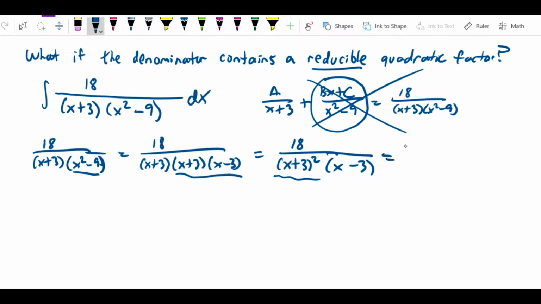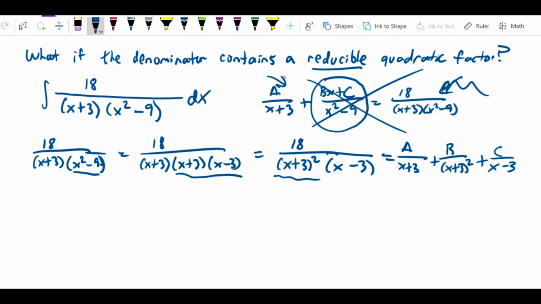So the correct decomposition of this is a over x plus 3 plus b over (x plus 3) squared plus c over x minus 3, which, as you can see, is quite different from the naive guess as to what the decomposition was going to be.